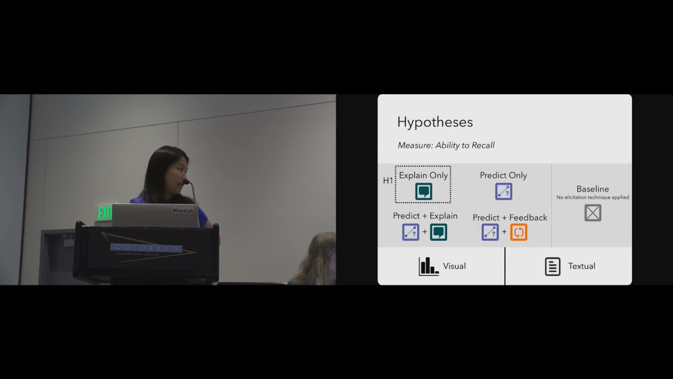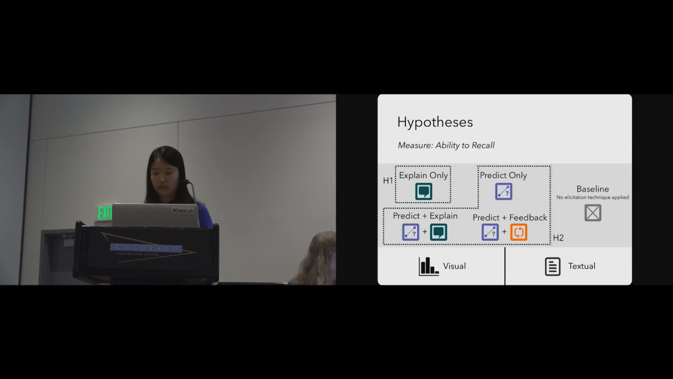So our first hypothesis is that the self-explanation condition will recall the data more accurately than the baseline condition. Since the efficacy of self-explanation in education has been proved mostly with text, we would like to test its usefulness in a visualization setting. Secondly, we hypothesize that all predict conditions will outperform the baseline in recalling the data accurately.